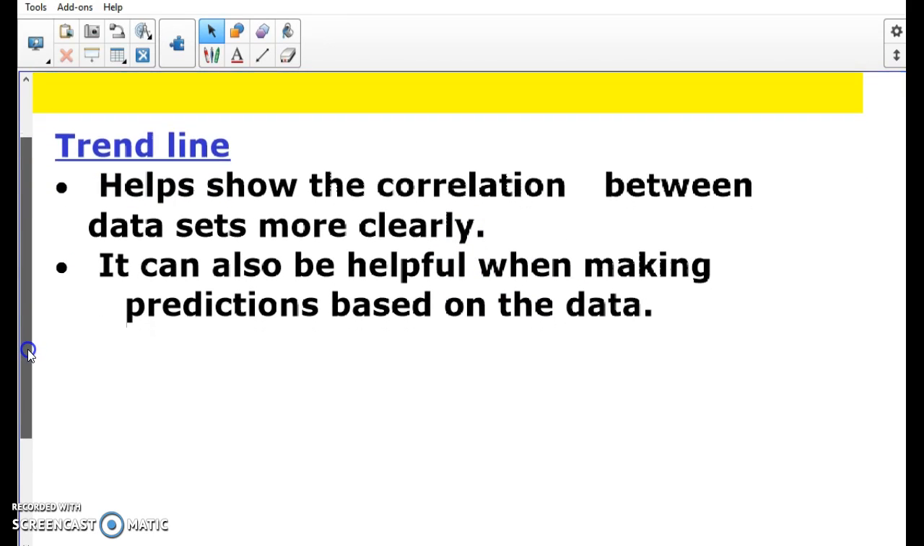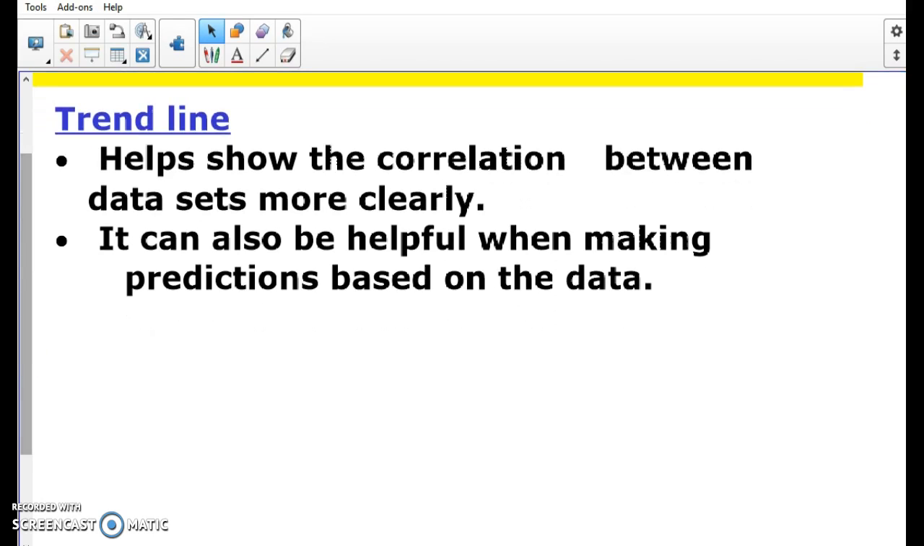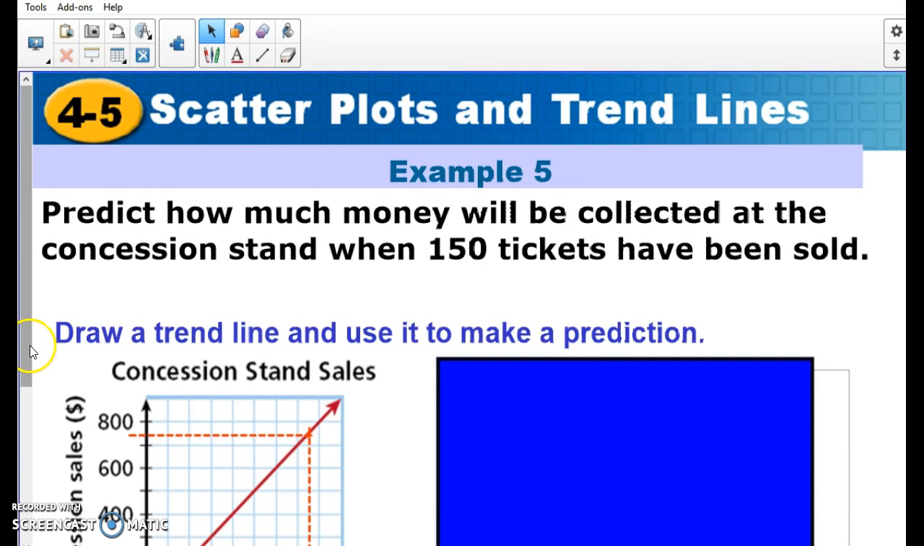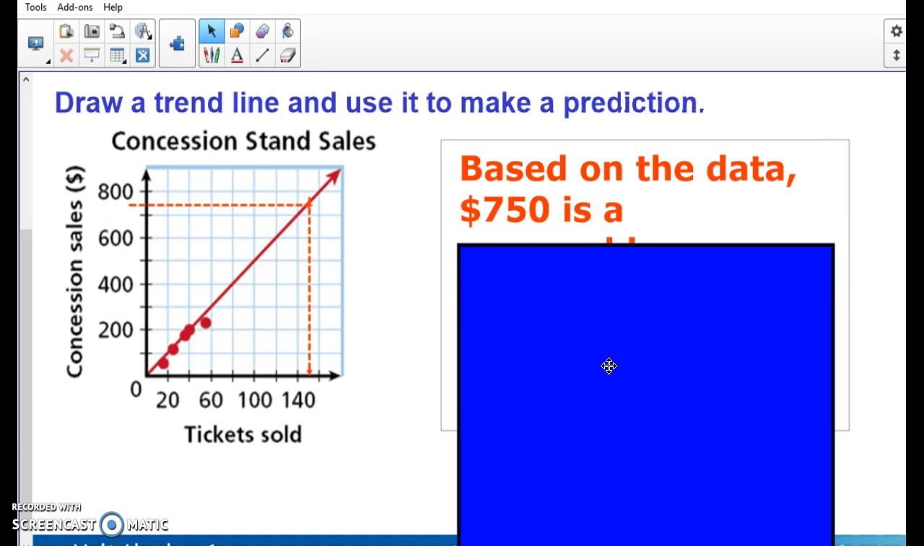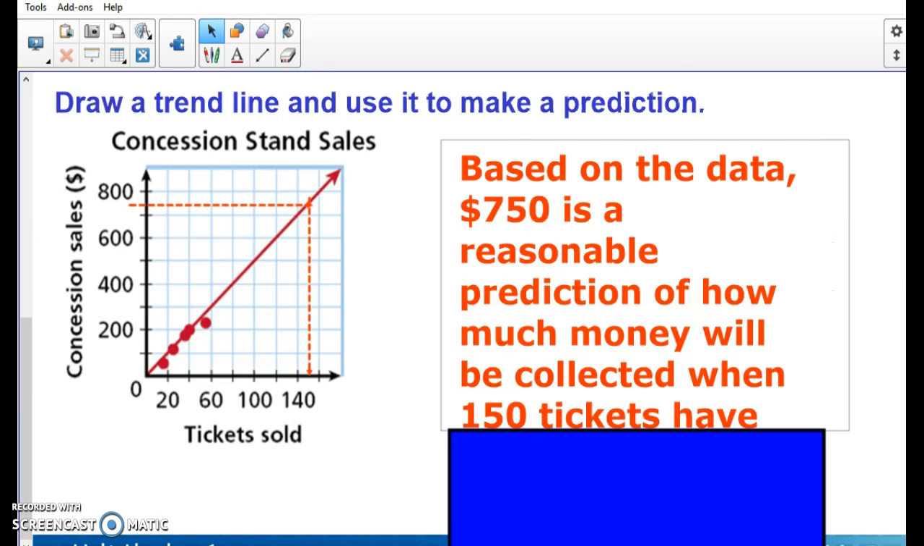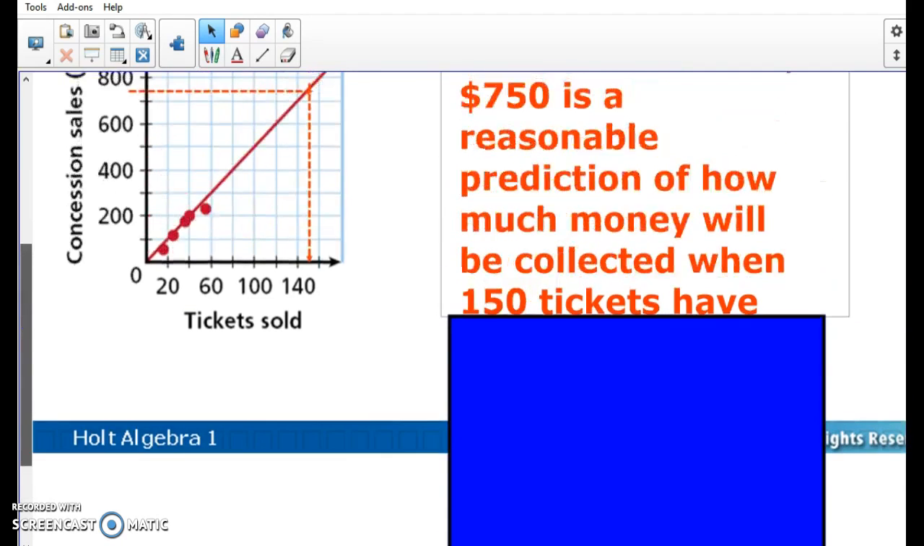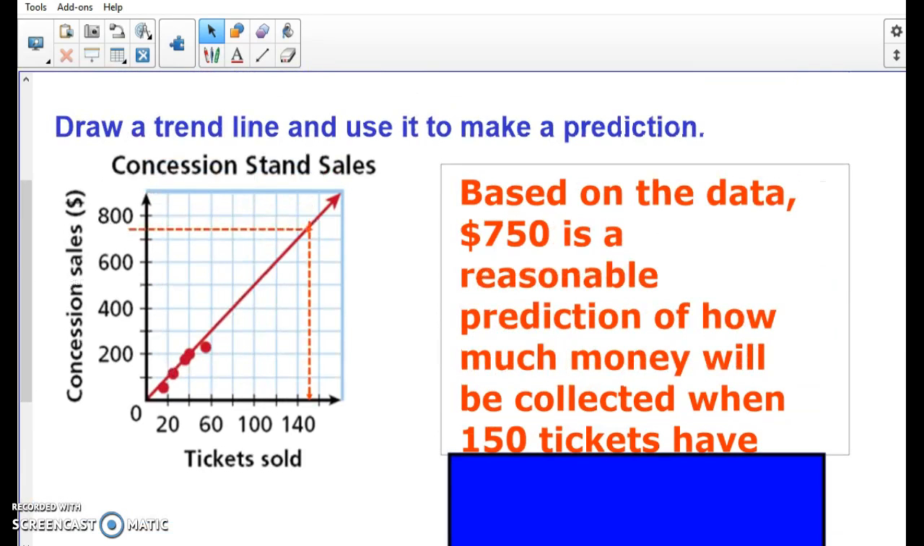And then a trend line just helps us predict what the next points are going to be. So if I have something like this, predict how much money will be collected at the concession stand when 150 tickets are sold. So here we have some ticket sales, and we're going to try and draw that line just like I did on that first one and predict for 150 tickets. And we can predict if there's 150 tickets, you're going to sell about, I don't know what that says, maybe 730, 740, 750, somewhere in between there. And the book says 750. Okay, so they're not always going to be exact. Some of you could have different answers for that. We're just going to try and get as close as we can.